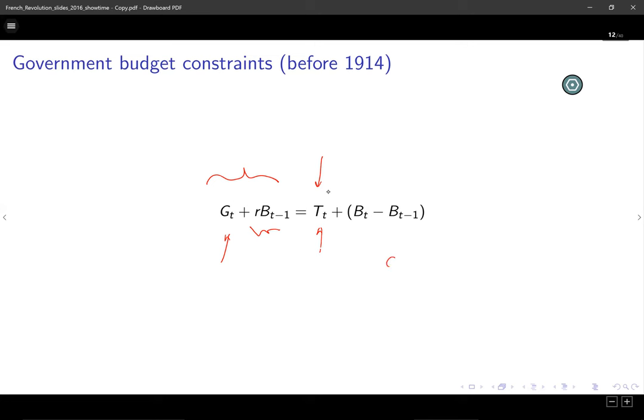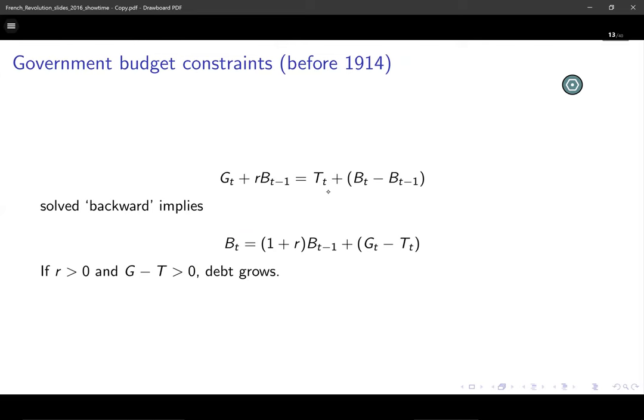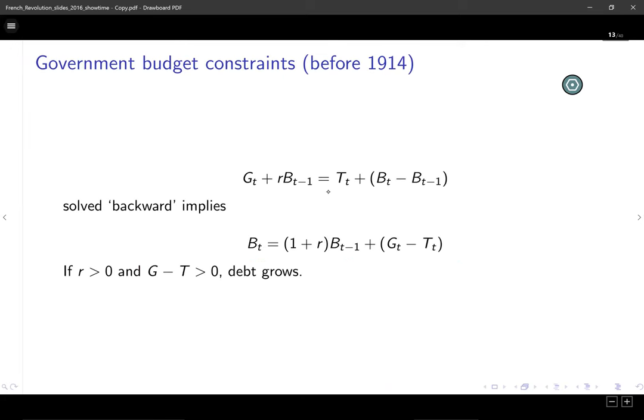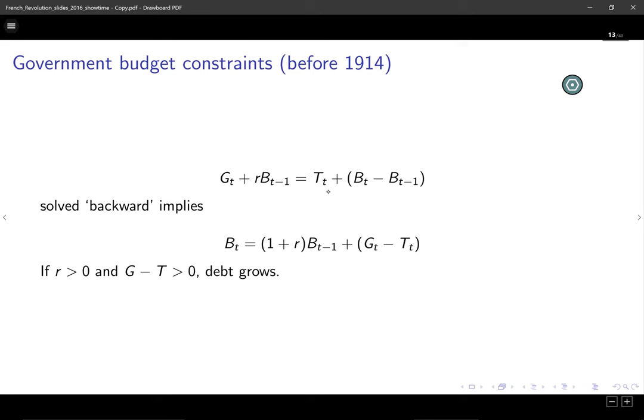Now, this is a difference equation. We're going to view this as a difference equation in the stock of government debt, and we're going to look at it a couple of ways. A difference equation is a sequence of equations. This is going to hold for every t, t equals 0, 1, 2. Actually, it could hold for negative 2, going back to some initial condition. If we view this as just a difference equation to be solved for B as a function of stuff that happened in the past, it looks like this.